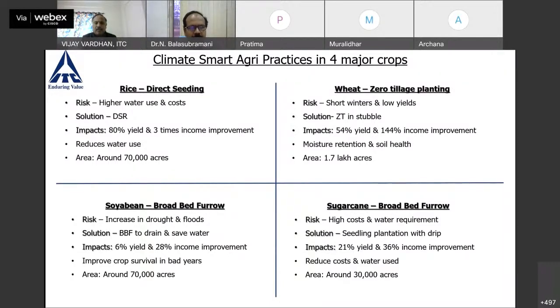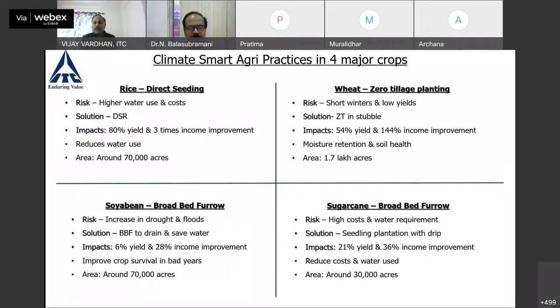Soybean, there is a climate resilient practice, broadbed furrow, which is a tool both for flood and for drought. Again, in 70,000 acres we have promoted this, mainly in the states of Madhya Pradesh, Maharashtra, and Rajasthan. And sugarcane is another crop where we have initiated water use efficiency, and these also turned out to be climate resilient practices because while water is saved, they can withstand the drought season or the low rainfall seasons well. Again, we could reach out to 30,000 acres. This is mainly in Maharashtra, a small area in UP. So those are the 4 practices I have brought in.